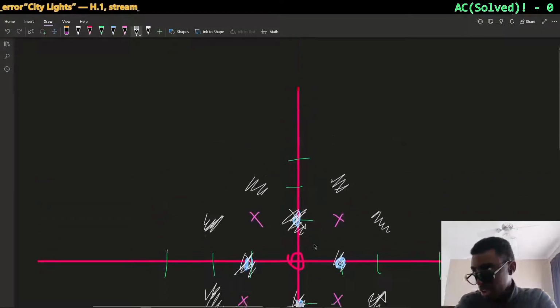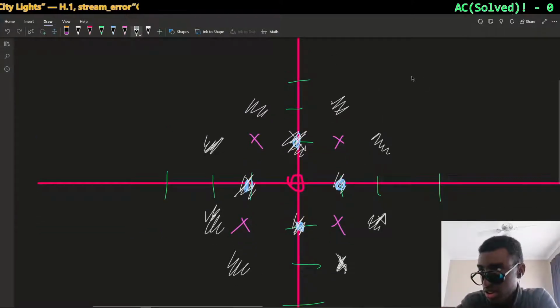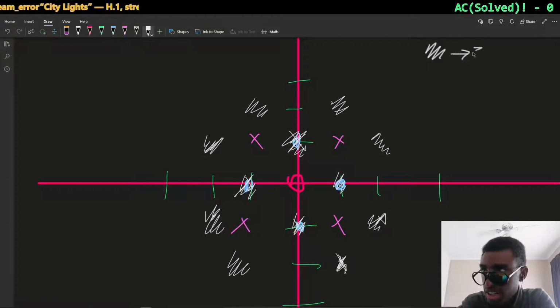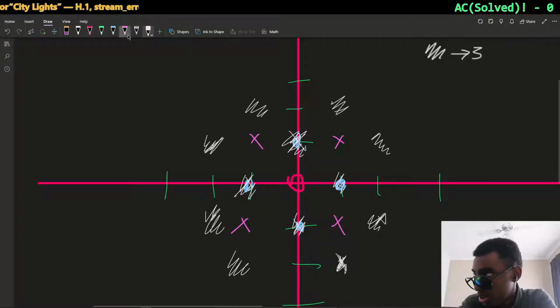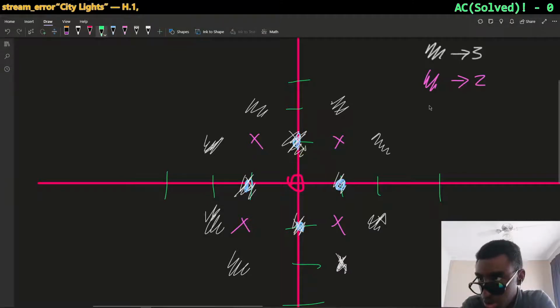So now the white steps represent 3. Let me just draw somewhat of a legend for you that are curious. Green was 1. No, green was 1. Blue was 1. Okay.